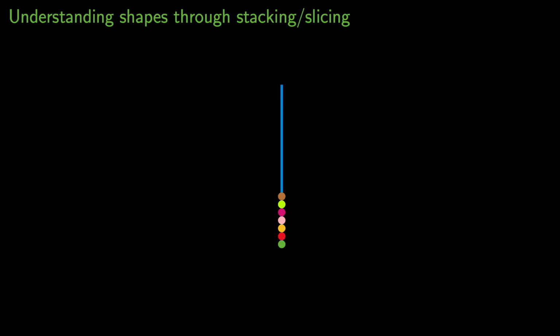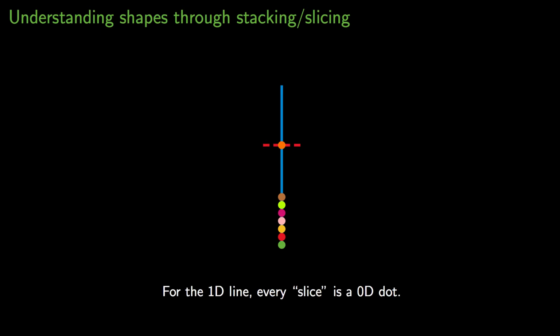For slicing, if you were to pick any height that you like and just snip this line segment with scissors, you were to intersect the line segment with a horizontal line, whichever one you like, then that intersection will be 1 dimension lower. It will be a single point. And so every slice is 0D.